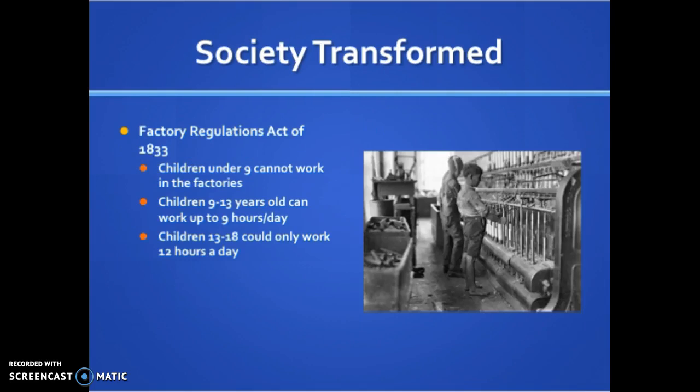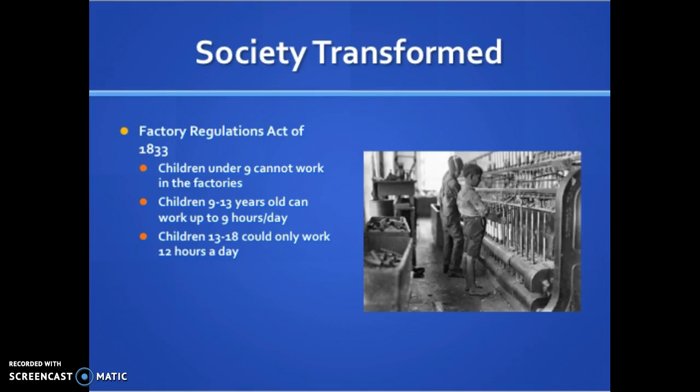This ultimately led to the passage of the Factory Regulations Act of 1833, a landmark piece of legislation simply because it was one of the first pieces of legislation that mandated how workers could be treated. It really applied just to children, and it said that children under 9 could not work in factories. Moreover, it said children between the ages of 9 and 13 could only work up to 9 hours a day. And again, that seems like a long day for us, but at the time, that was an improvement. Moreover, children 13 to 18 could only work 12 hours a day.